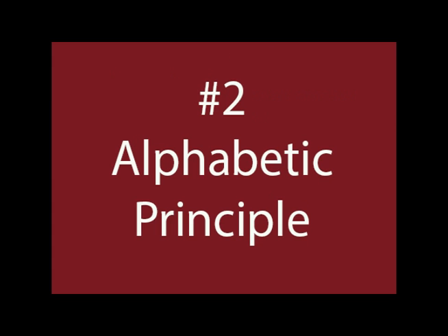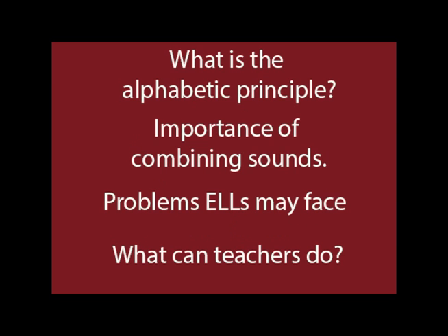The second of the 5 big ideas is the alphabetic principle. The alphabetic principle is the understanding of sound-symbol correspondence, or in other words, which letters make which sounds. It also involves combining sounds into words. To ELLs, letters might look the same but represent different sounds. Unfamiliar English sounds and their various spellings can make decoding and spelling difficult. Teachers should help students make these connections and allow them more time for this additional learning.